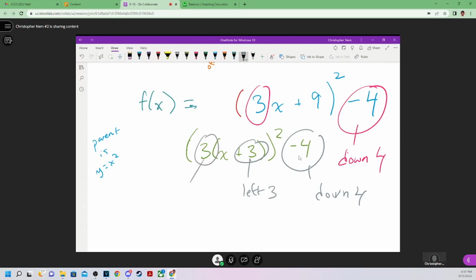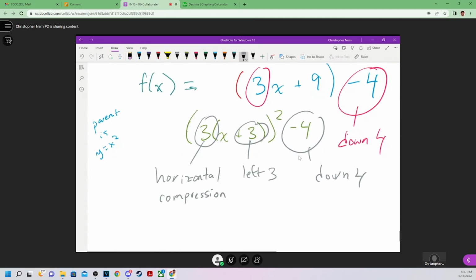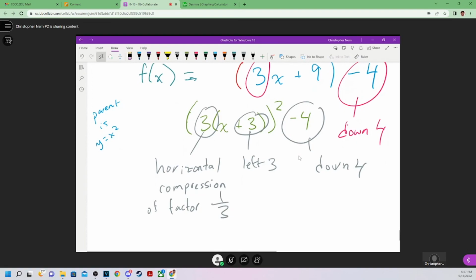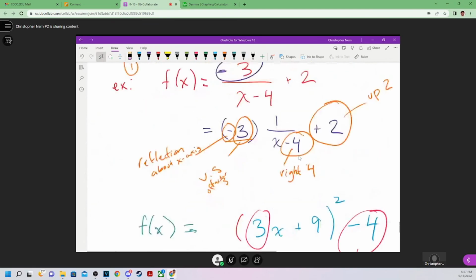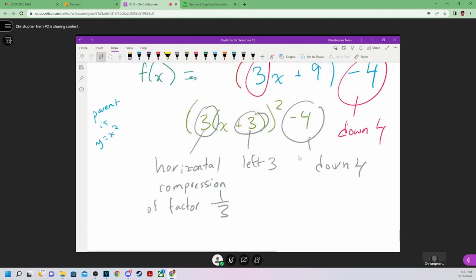And this right here is a horizontal transformation. All of these inside are horizontal transformations. But we have to do the inverse. So instead of a horizontal stretch, we say it's a horizontal compression. And we always have to reciprocate our horizontal compression or stretch factor. If I reciprocate 3, we're going to say 1/3. So you got to be very careful with that. Always reciprocate your horizontal stretches and compressions. Everything inside has to be a horizontal transformation. Everything outside my function is a vertical transformation.